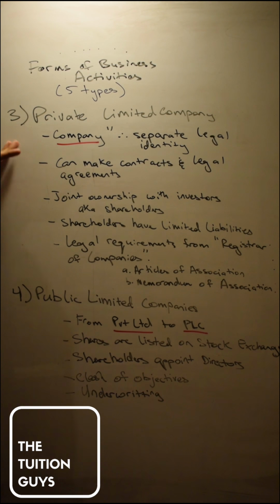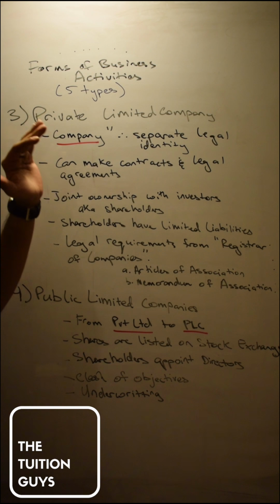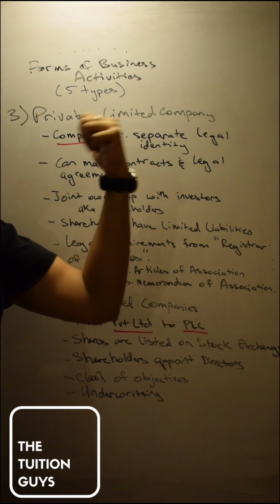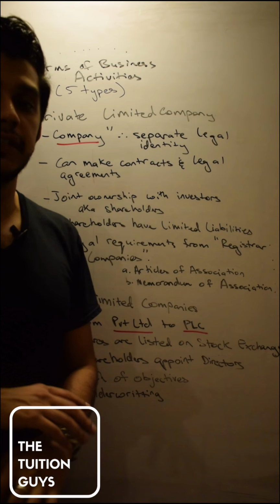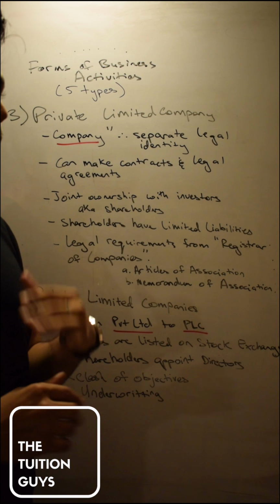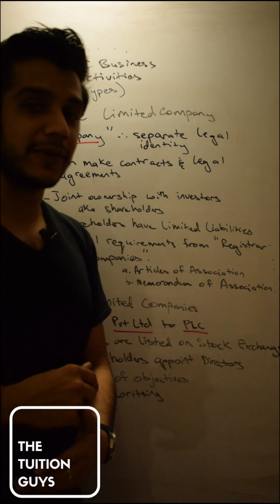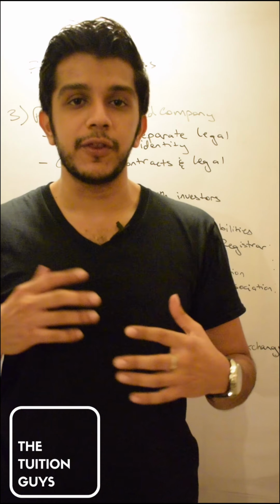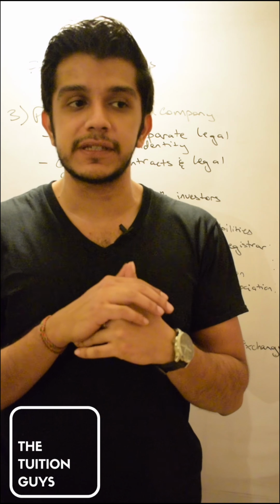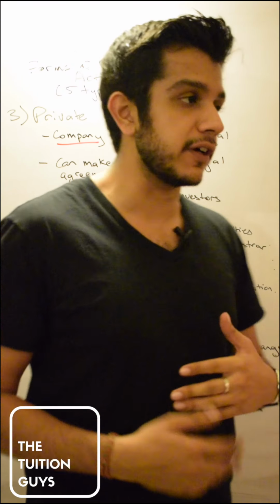Alright, now after those 2, we have private limited companies and public limited companies. Key difference, we're talking about companies now. Companies are basically a separate legal identity, which means that they are incorporated. Before we had unincorporated, now we have incorporated, which means that if anything happens to one of the owners or the partners, the business will not shut down, it will continue to function.